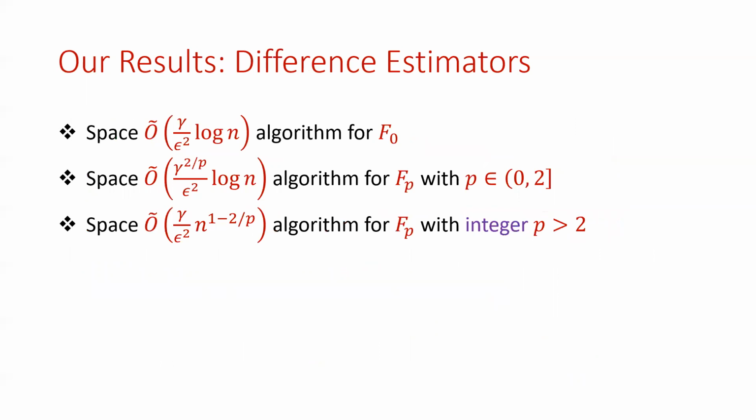Our results show that we get difference estimators that use space dependent on gamma for each of these functions that we're interested in. So we have difference estimators for F0, for FP moment estimation for P between 0 and 2, and integer P larger than 2. And note the point here is that gamma is roughly how far apart the difference estimator is. So if the difference estimator corresponds to a smaller difference, namely if gamma is smaller, then the space usage for these terms is smaller. And this is the key property that provides the space accuracy trade-off that we want from our difference estimators.